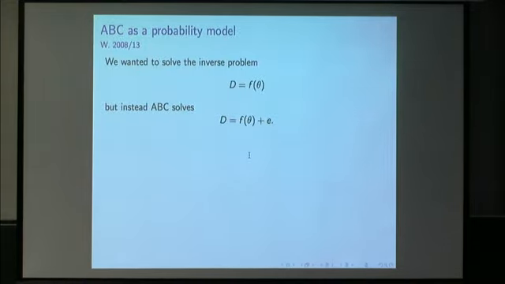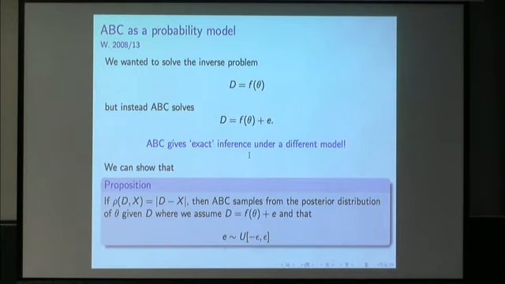So what's ABC doing? Remember we started out wanting to solve this inverse problem. I could have written an explicit error term in here, but I haven't. We wanted to find those values of theta for which f of theta equals the data. It turns out what we're instead solving is that d is f of theta plus an error term, e. And we can easily show that the error term under the algorithm I've shown you has a uniform distribution on a ball of radius epsilon. So you wanted to solve this, but instead you solved the problem where you've added a uniformly distributed error term. You're doing exact Monte Carlo inference for the wrong model. So that's what ABC is doing.